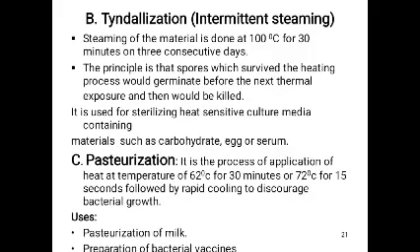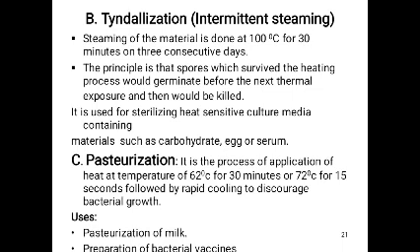B. Tyndallization or intermittent steaming. Steaming of the material is done at 100 degrees centigrade for 30 minutes on 3 consecutive days. The principle is that spores which survived the heating process would germinate before the next thermal exposure and then would be killed. It is used for sterilizing heat-sensitive culture media containing materials such as carbohydrates, egg, or serum.